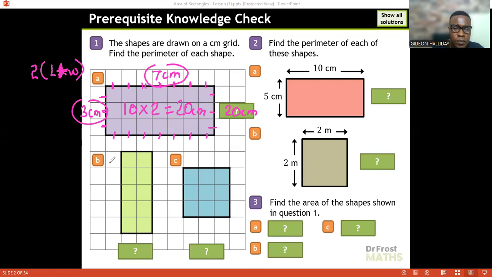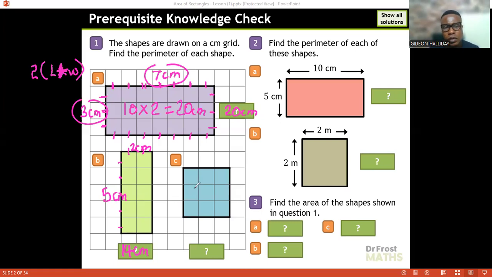Now let's do B. We count for the width, 1, 2. So 2 centimeters. And for this, 1, 2, 3, 4, 5. 5 centimeters. So what do we do? 5 plus 2, that's 7. And then 7 times 2, and that's 14. So it's 14 centimeters. Good job.